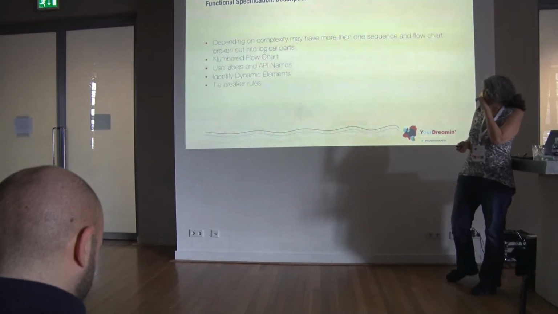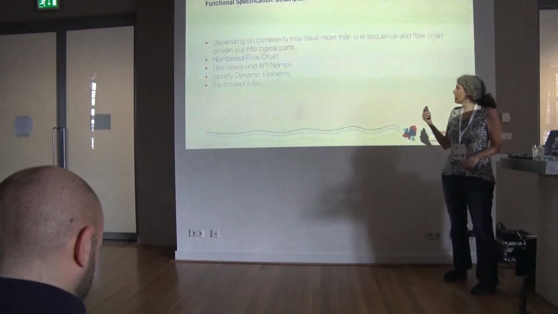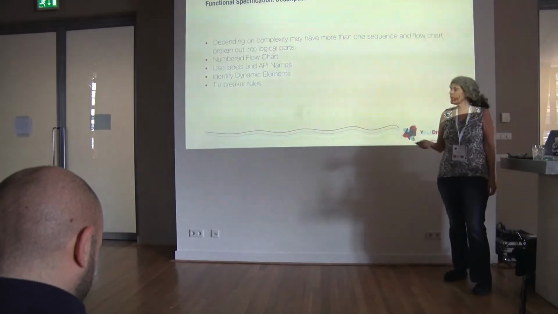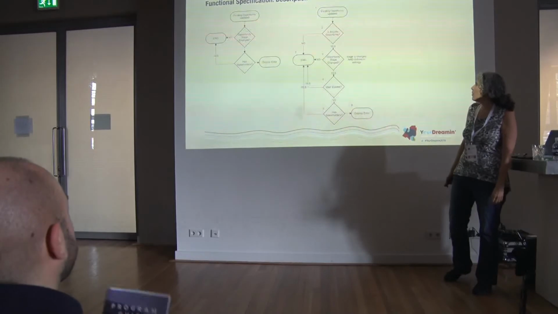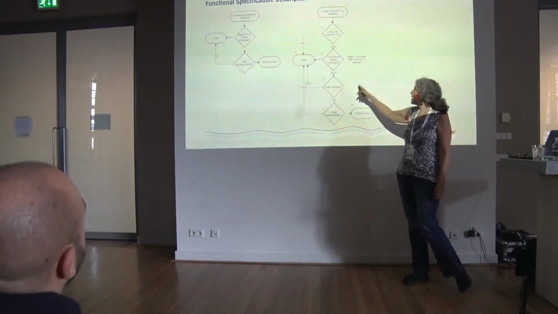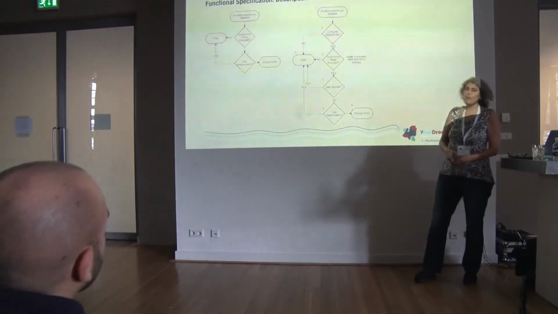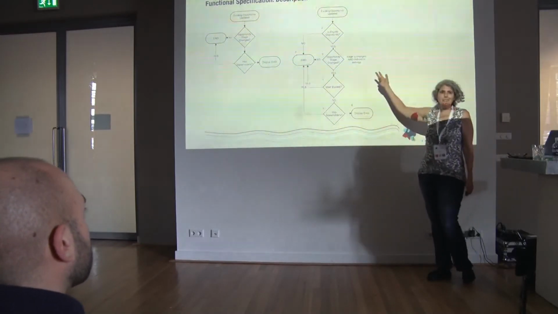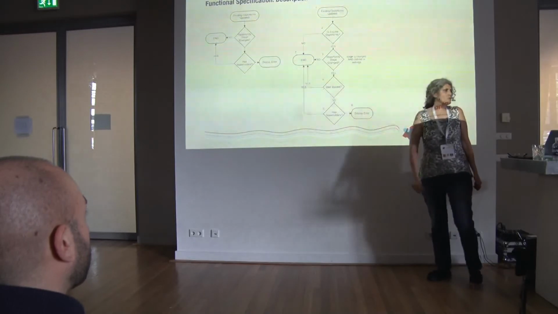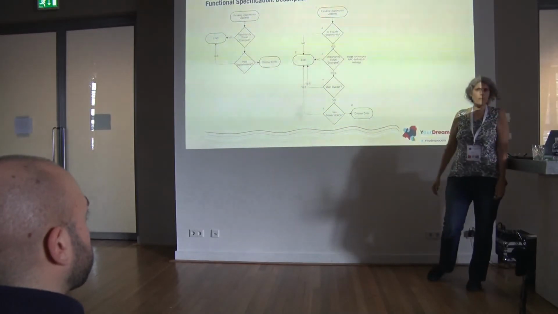And we're going to have our flowchart numbered. We're going to use labels and API names. We're going to identify dynamic elements and tiebreaker rules, which again might be repeated. So our simple diagram has turned into a diagram that's numbered now. And we have more decision trees. You know, is the opportunity eligible? Has the stage changed? Is the user exempt from validation rules?